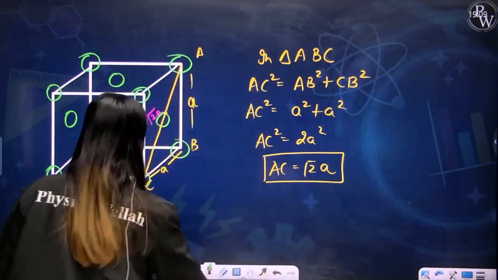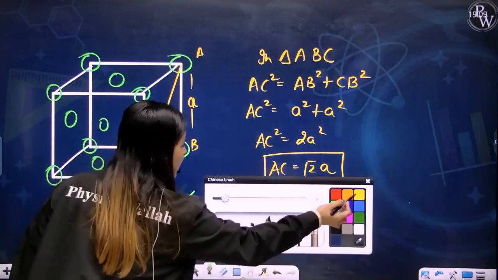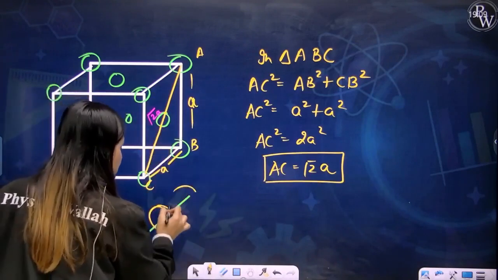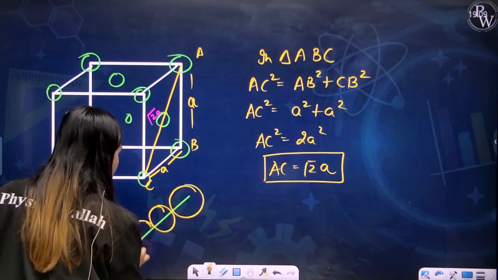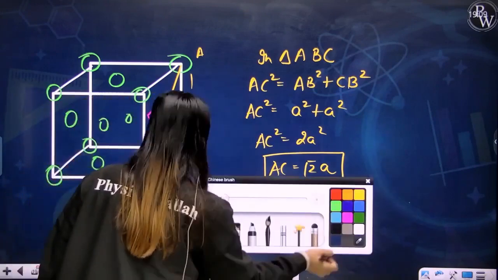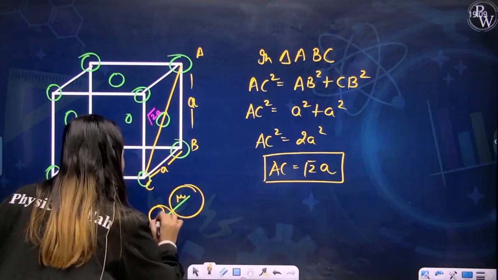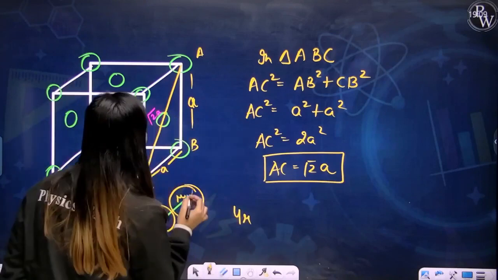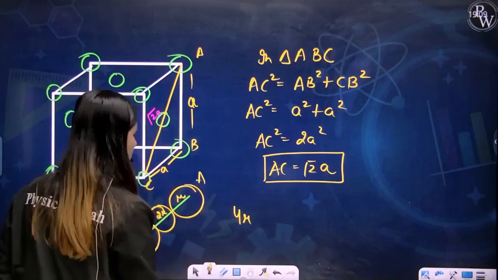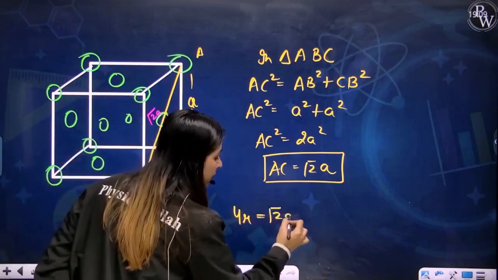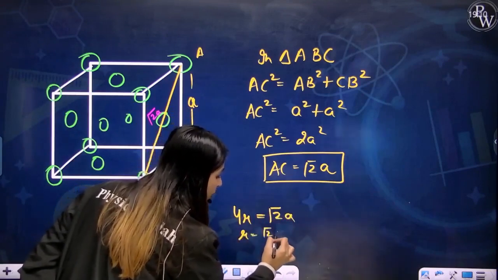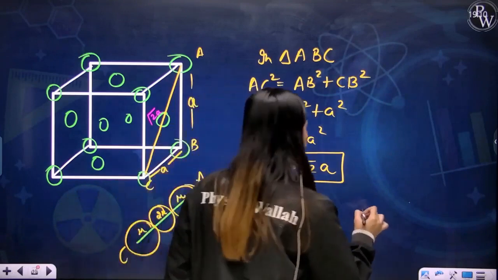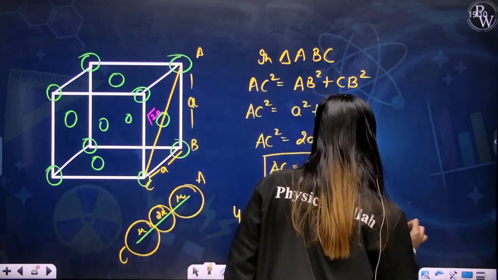Because we know that here, how many atoms are in contact? Just see. You have a center atom, then this is in contact with this atom, and this is in contact with this atom. So I can say that this is R, and this is equal to 2R. Okay, so total 4R, and this 4R is your AC length. So 4R is equal to root 2A. So R is equal to root 2A upon 4, which is equal to A by 2 root 2. So the relation is R is equal to A by 2 root 2.